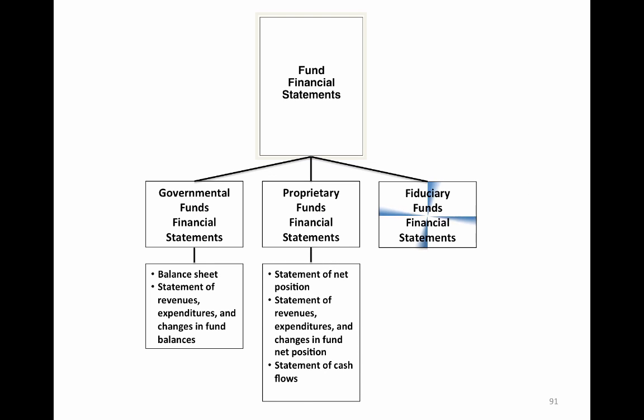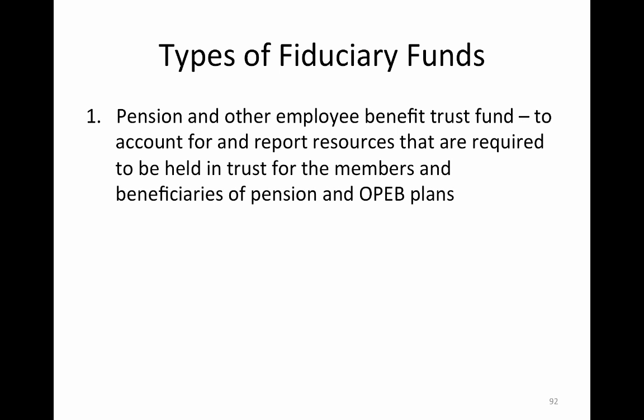The last group of fund financial statements are the fiduciary fund financial statements. The activities reported in these financial statements do not appear in the government-wide financial statements because these are activities in which the government is taking care of money that belongs to other entities, other governments, individuals. It doesn't belong to the government. The government can't use these resources, and therefore you don't want to report them in the government-wide financial statements because it might give the impression that those resources are available to the government.